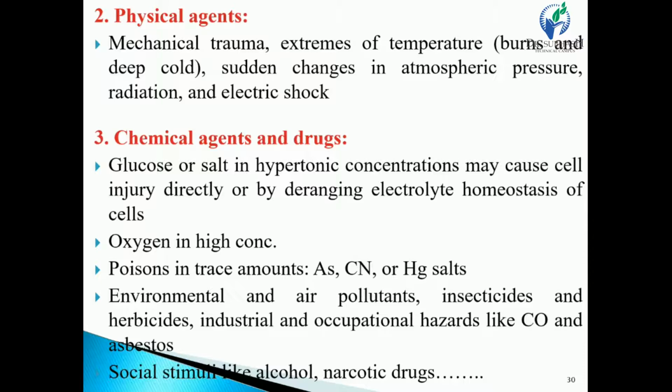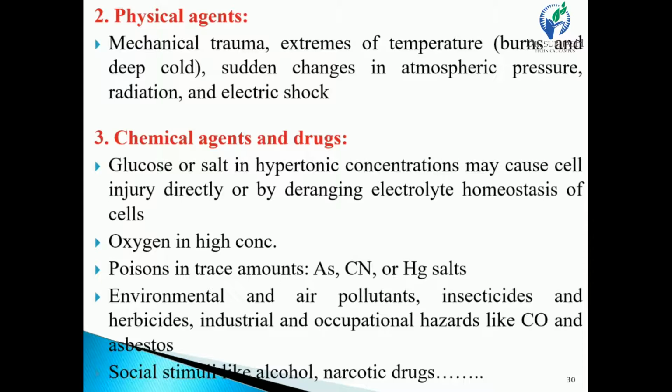Next one is chemical agents and drugs. Here, glucose or salt in hypertonic concentrations may cause cell injury, either directly or by deranging the electrolyte homeostasis of the cell. We have already discussed what is hypertonic solution, what is hypotonic solution, and what is isotonic solution.